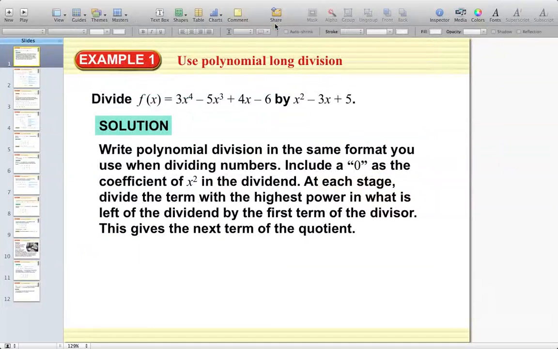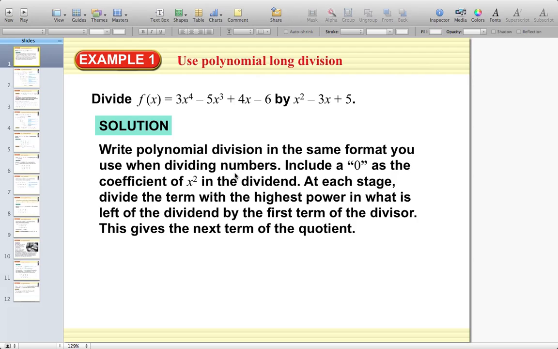Okay, we're going to continue on with lesson 2.5 on applying the remainder and factor theorems. So this is how we are going to use division to help us solve and or factor our polynomial functions. The first thing we want to look at is polynomial long division.